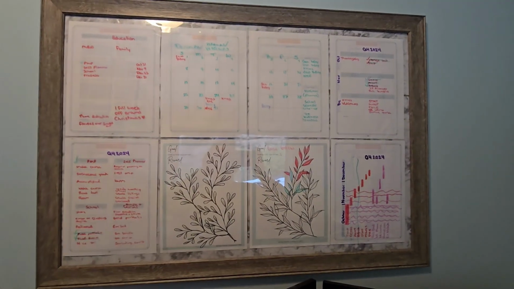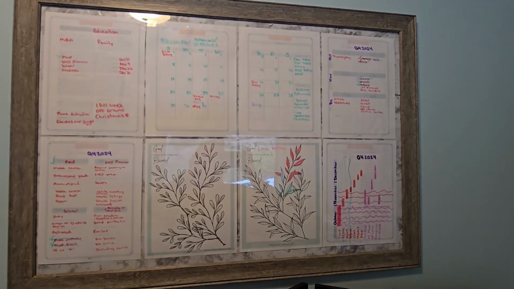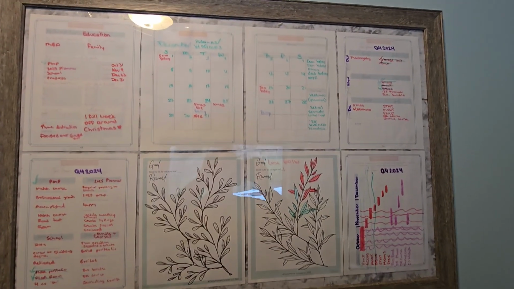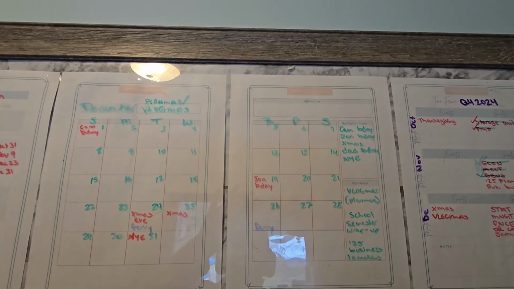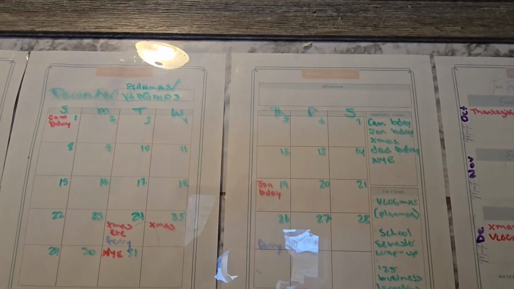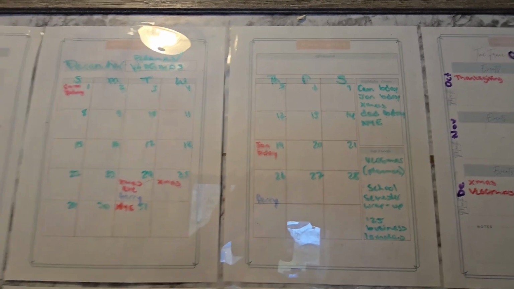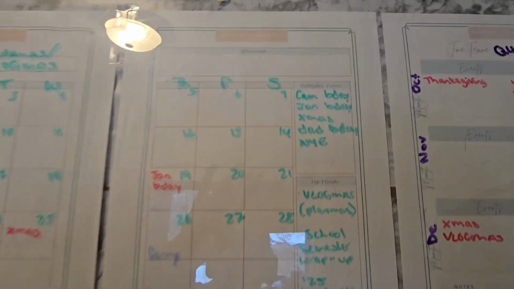I'll zoom out so you can see what that looks like. I've just been doing kind of messy functional planning, but you could definitely make this a lot more aesthetic. So what I've done is I've added in all of my December calendar, birthdays, and big events like that.